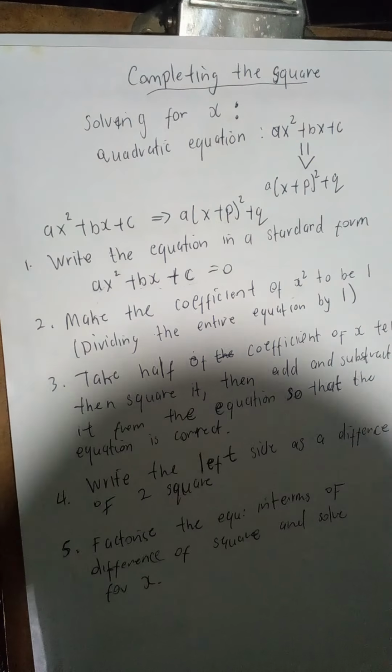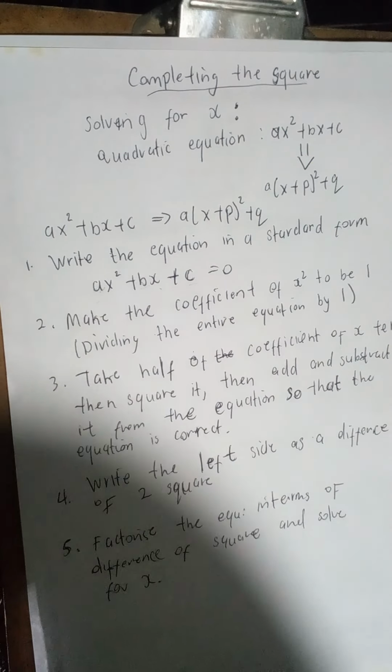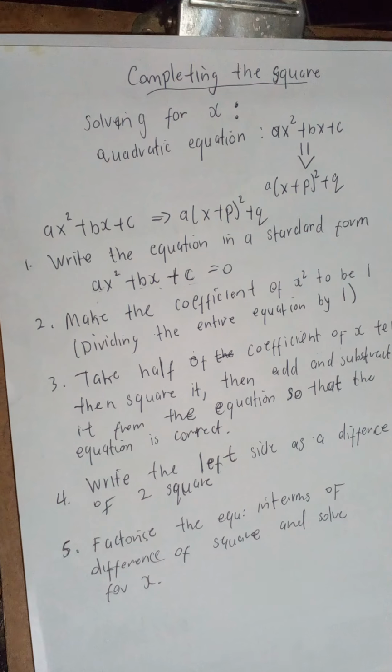So these are basically the methods of completing the square. So let's just take a look at a quick example. The example says that you have the expression x squared minus 10x minus 11. So remember, the first thing is that you write the equation in standard form, so it will be equals to 0.